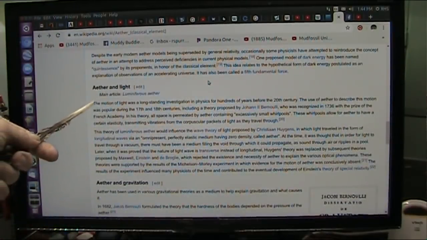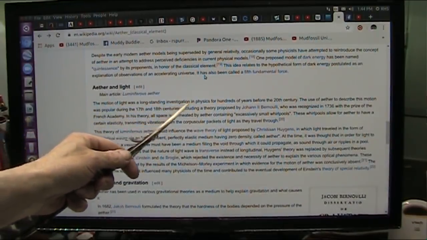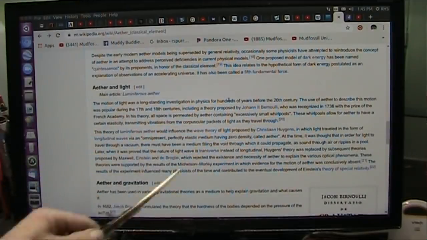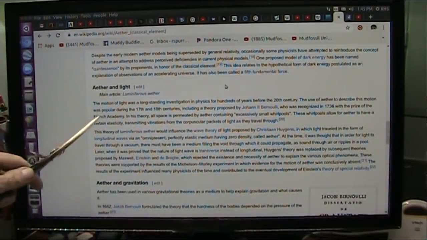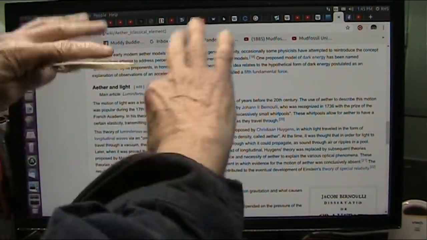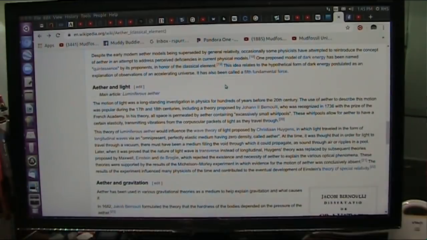So, ether and light. The motion of light was a long-standing investigation in physics for hundreds of years before the 20th century. The use of ether to describe the motion was popular during the 17th, 18th centuries. It was ether. It just sort of drifted around. And that's exactly correct.